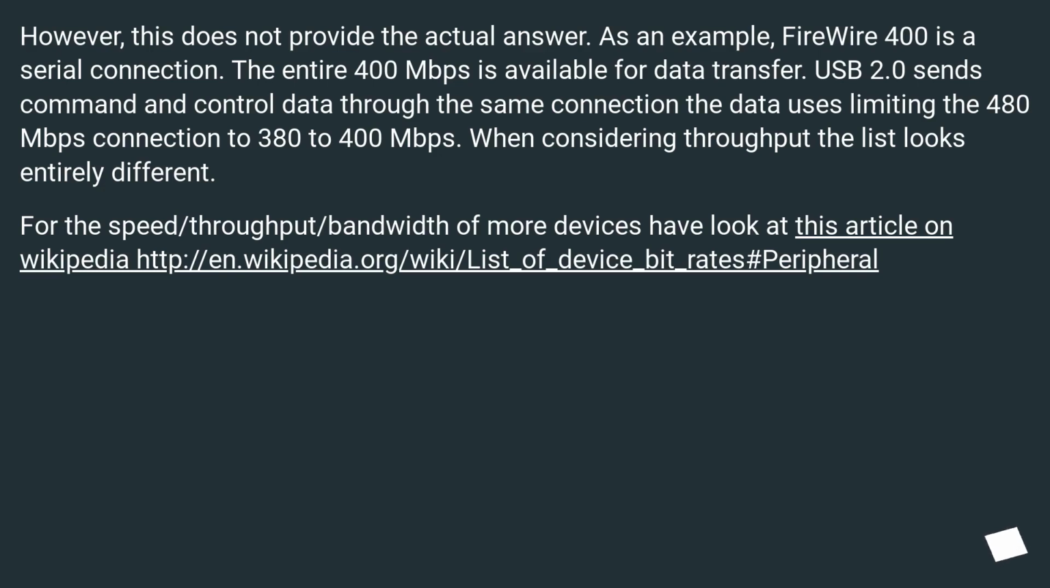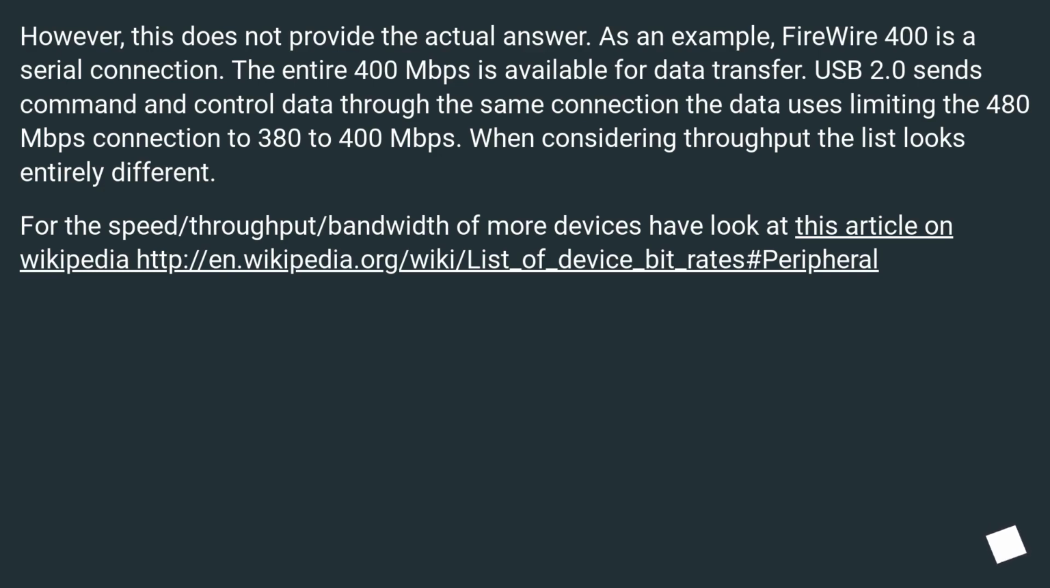However, this does not provide the actual answer. As an example, Firewire 400 is a serial connection. The entire 400 MB/s is available for data transfer. USB 2.0 sends command and control data through the same connection the data uses, limiting the 480 MB/s connection to 380 to 400 MB/s. When considering throughput, the list looks entirely different.